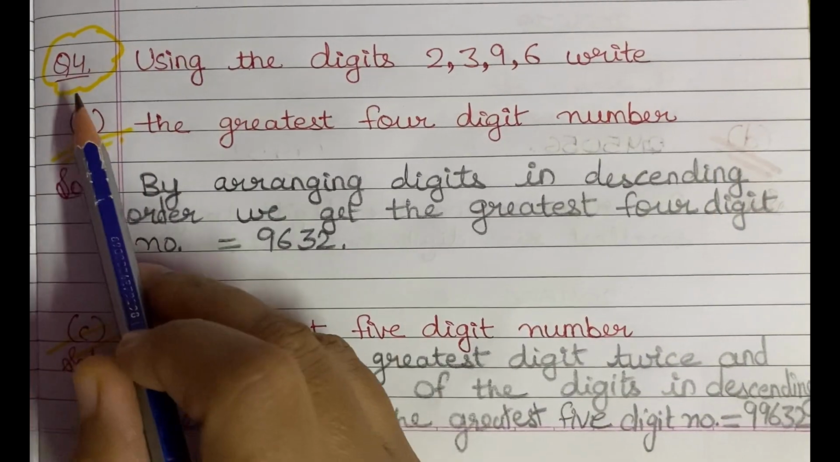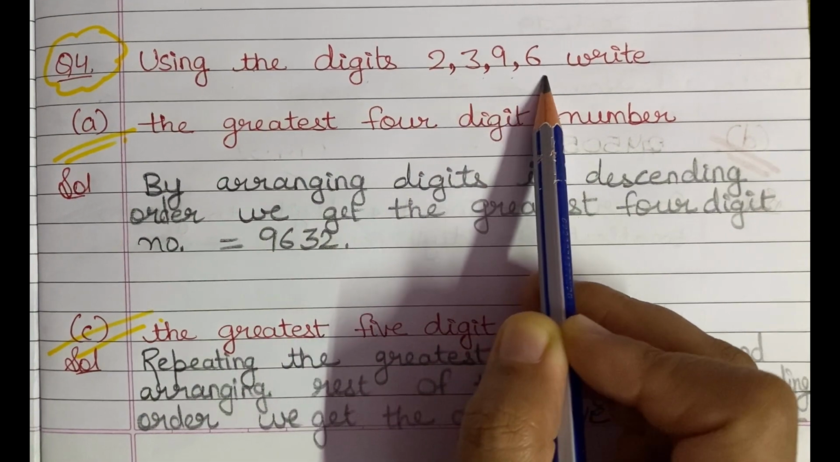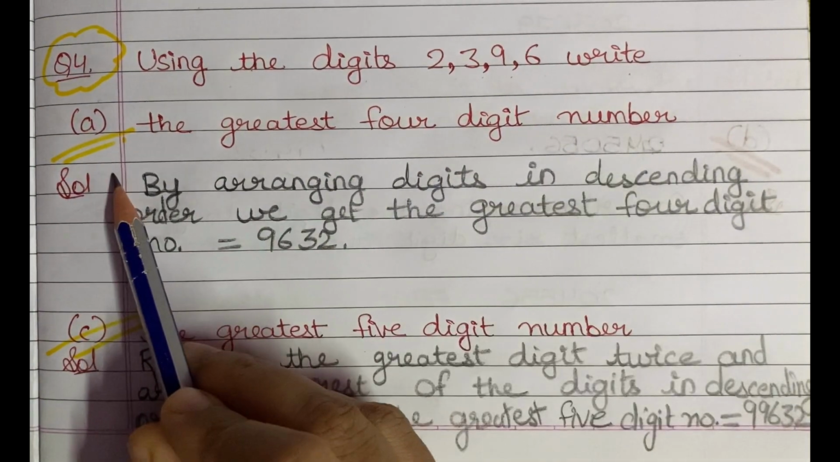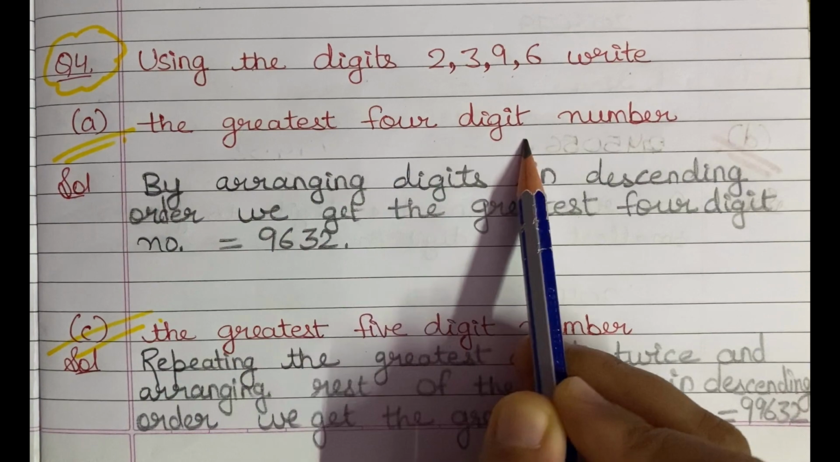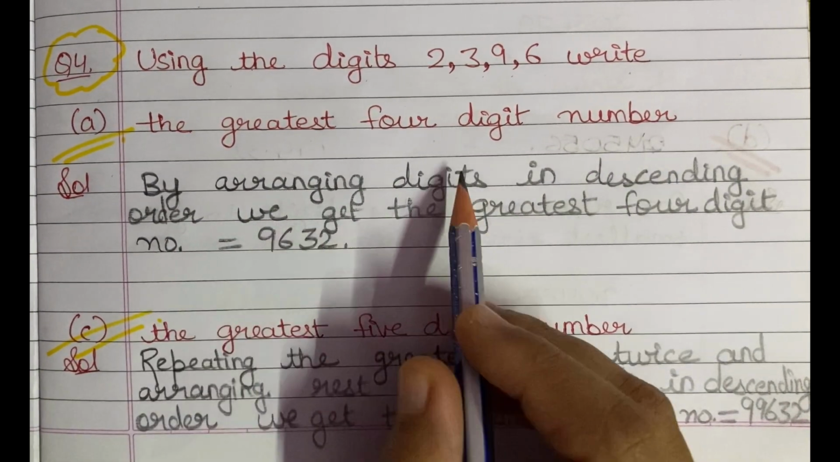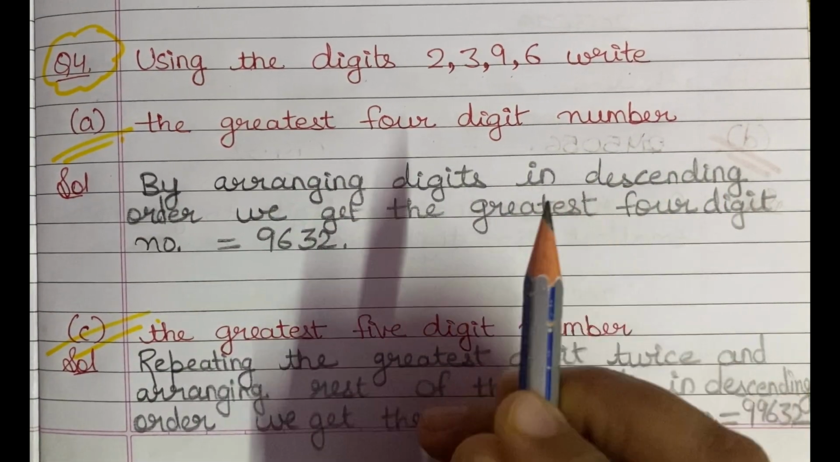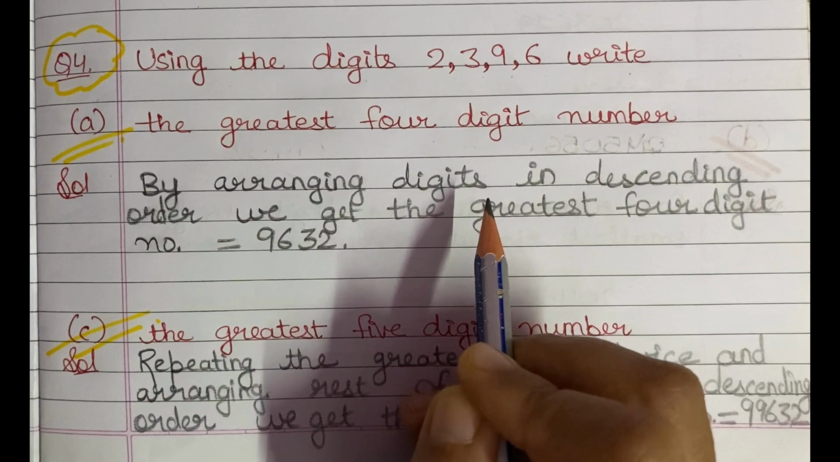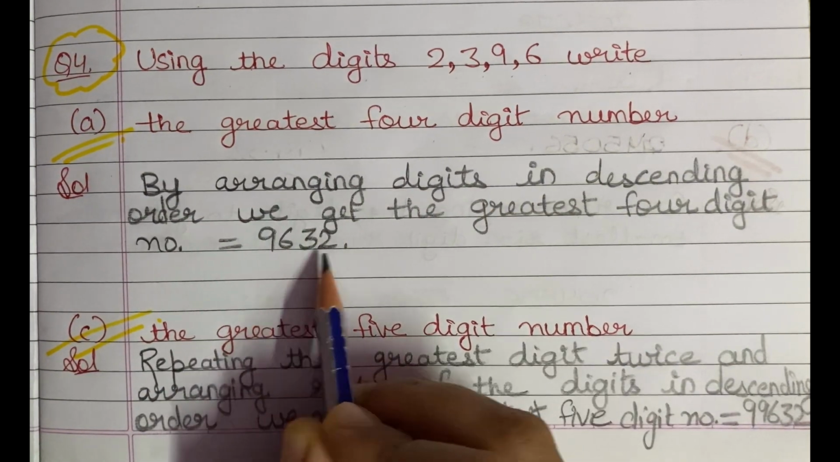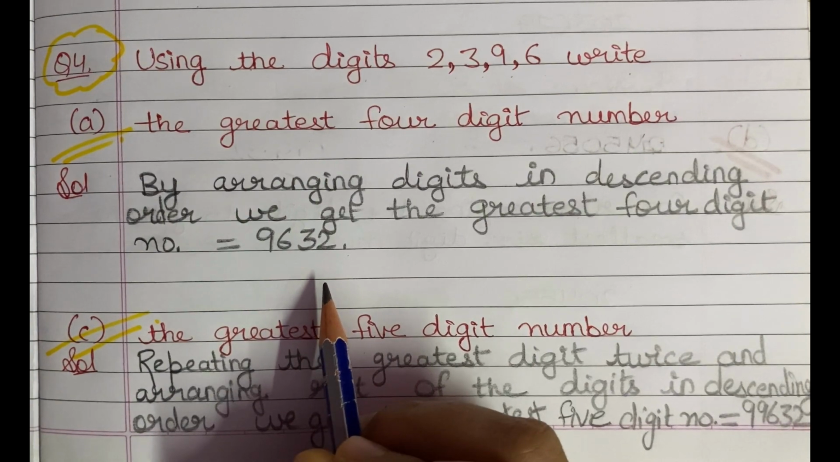Now question number 4 says that using the digits 2, 3, 9, 6, write. A part says the greatest 4-digit number. So students, to write the greatest 4-digit number, we will arrange these digits in descending order, and on doing so we will get 9,632 as an answer. Hopefully it is clear to you.